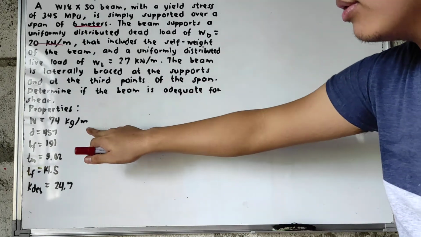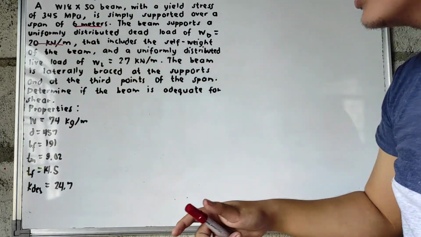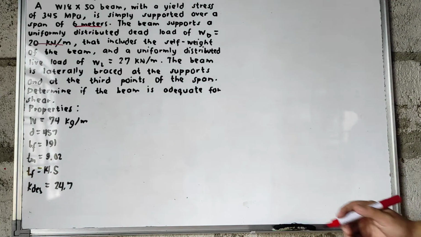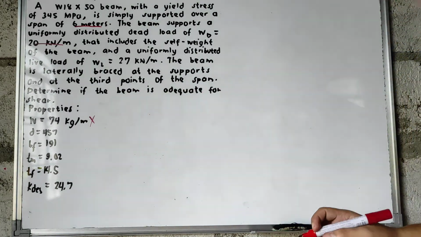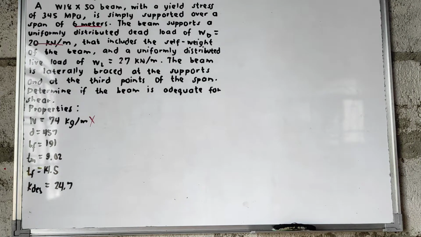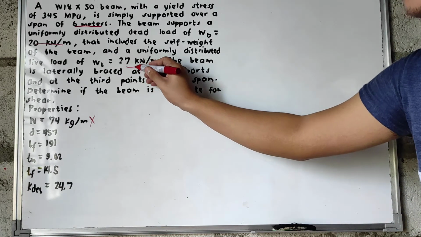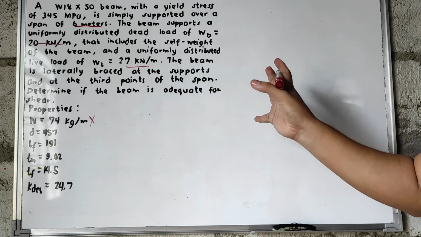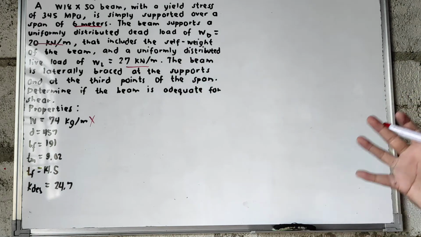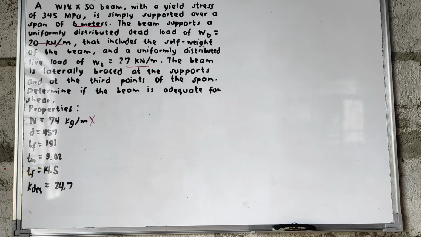So meaning to say, included na yung weight ng beam natin dun sa 20 kilonewton per meter. And we will just disregard this info dun sa properties ng W18 by 50. And a uniformly distributed live load of 27 kilonewton per meter. So we have dead load and we have a live load na uniformly distributed. The beam is laterally braced at the supports and at the third points of the span. Determine if the beam is adequate for shear.